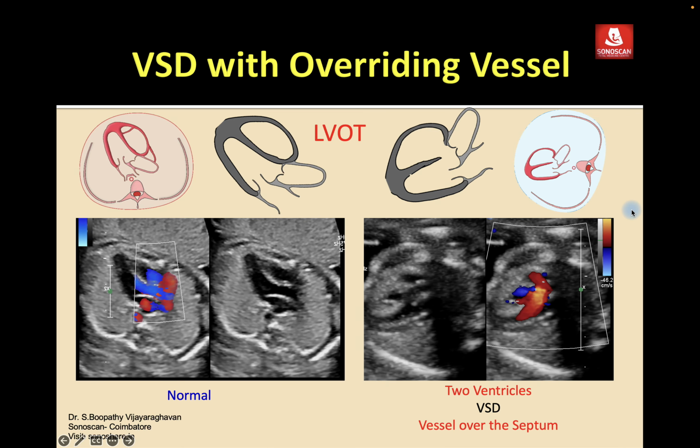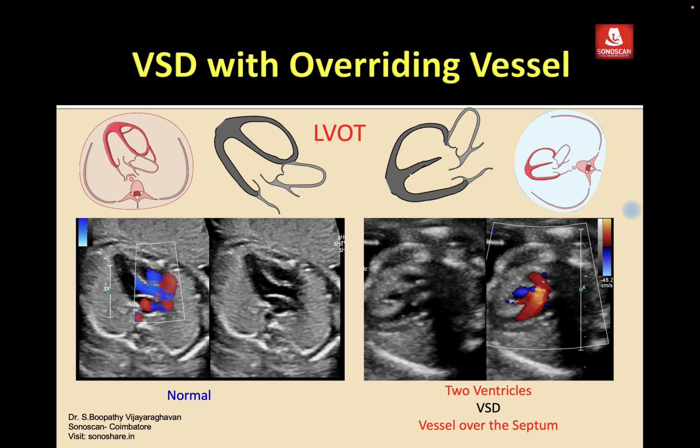Hi everyone. This is the next lecture in the fetal echo, and the topic is VSD with overriding vessel. So VSD, ventricular septal defect, that is malaligned VSD with overriding vessel.